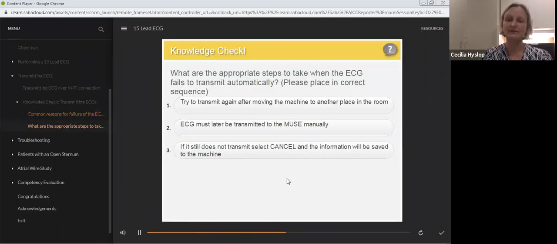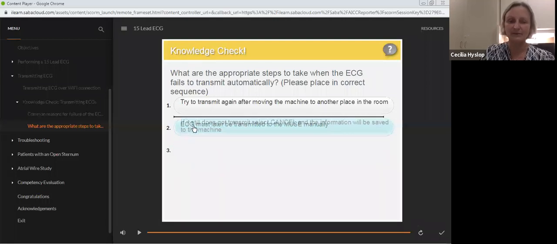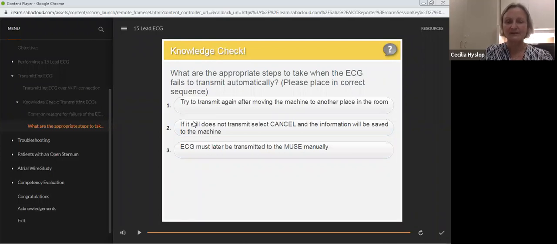What are the appropriate steps to take when the ECG fails to transmit automatically? Please place in the correct order. The choices are: try to transmit again after moving the machine to another place in the room; ECG must later be transmitted to the Muse manually; and if it still does not transmit, select cancel, and the information will be saved to the machine. So I'm just going to move this one up because it's an ordering question. We're going to try and transmit it by moving the machine to another place. If it doesn't transmit, we're going to select cancel, and then it must be manually done later.